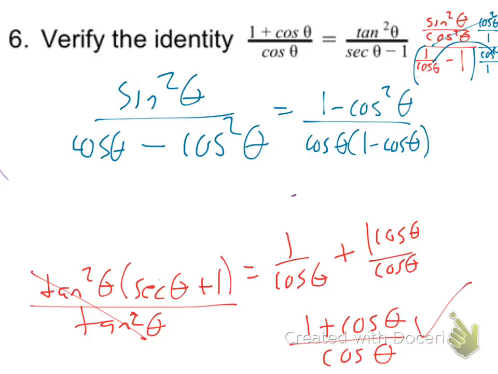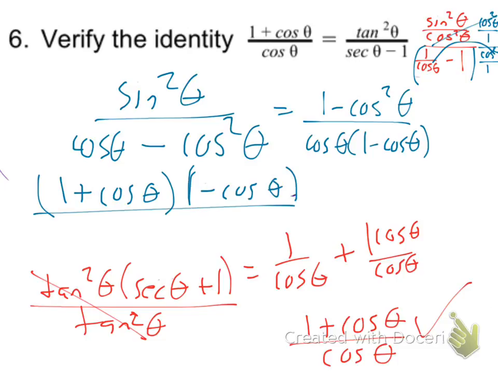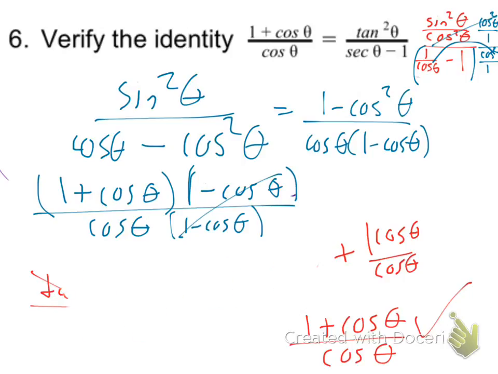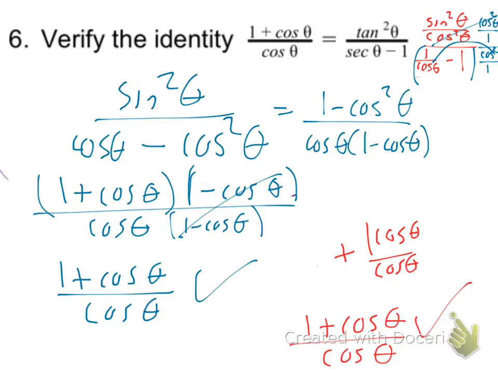Or is it the difference of squares? Could the top be 1 plus cosine theta times 1 minus cosine theta, all over cosine theta times 1 minus cosine theta? Now I can cancel, leaving me with 1 plus cosine theta over cosine theta, and that's what I wanted. Check. 2 different ways to do the same thing.